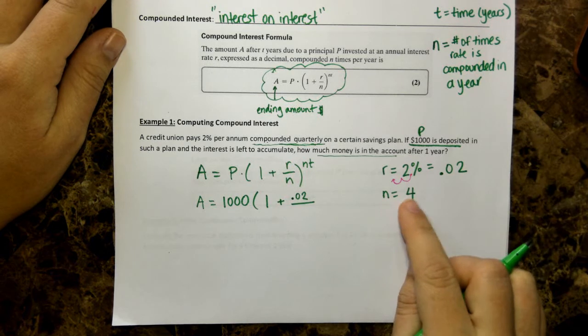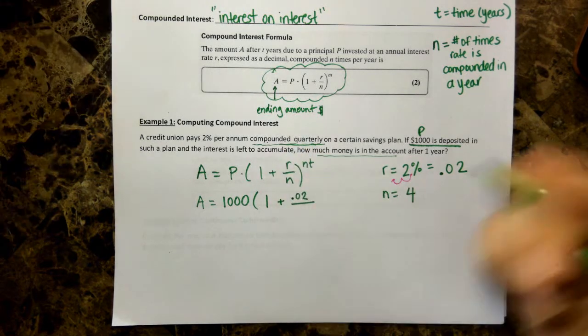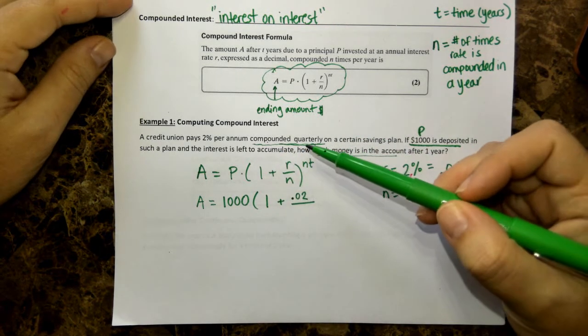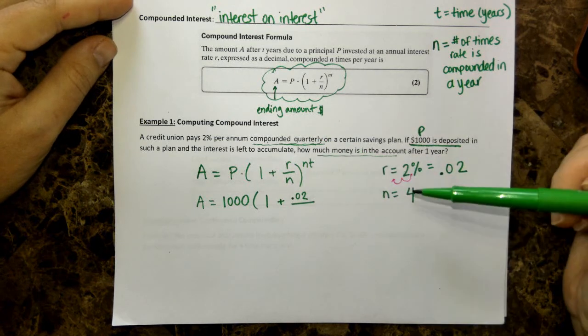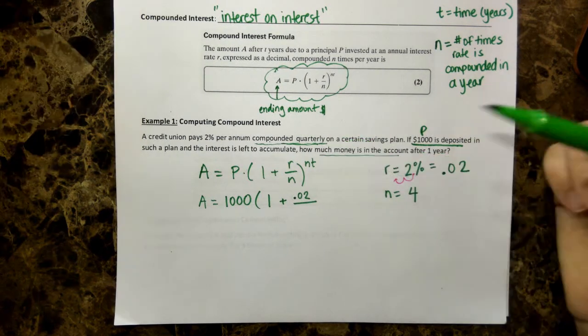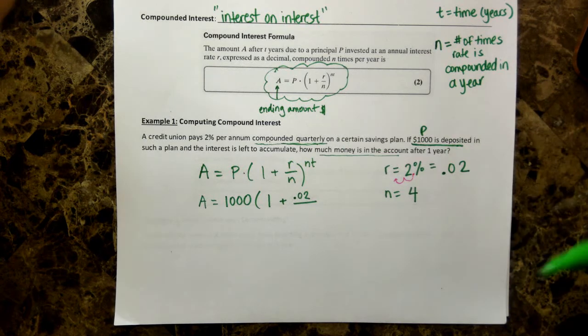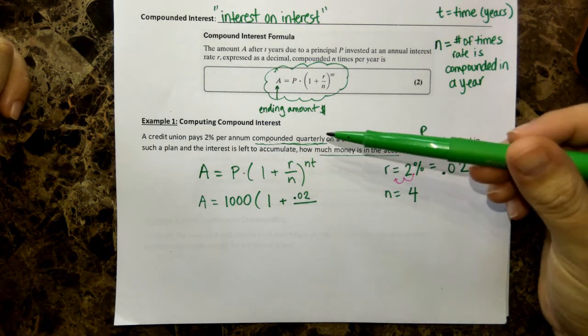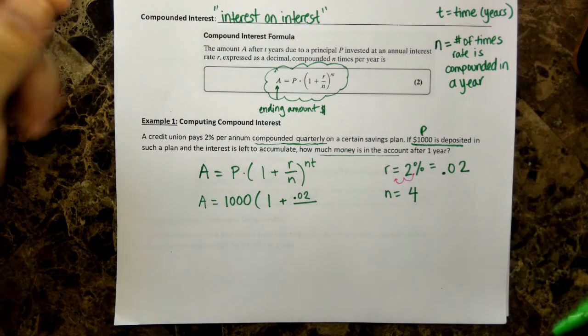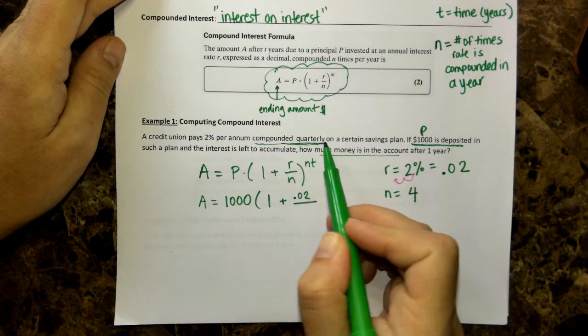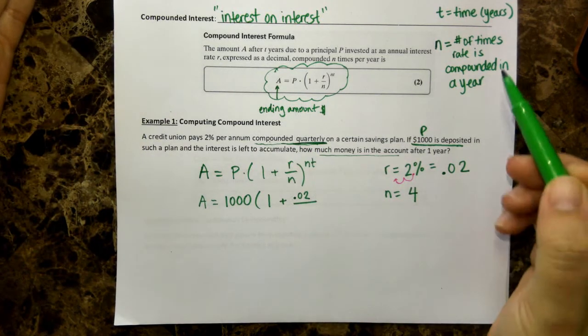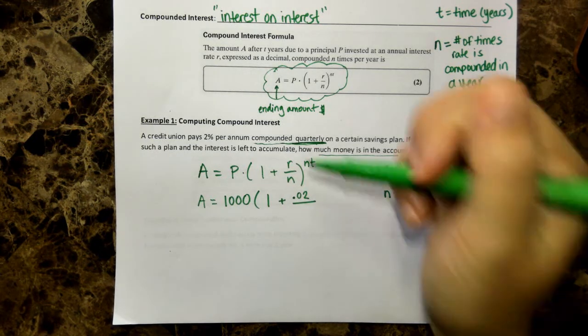And the reason why I knew that is because it said quarterly. It's really important to know the vocabulary. Quarterly means 4 times a year. Annually means once a year. Monthly, 12 times a year. Weekly, well, how many weeks are in a year? 52. So it's really important to pay attention to these keywords. In this case, it's quarterly, and that means it's going to happen 4 times a year.